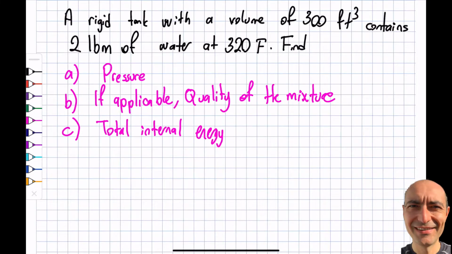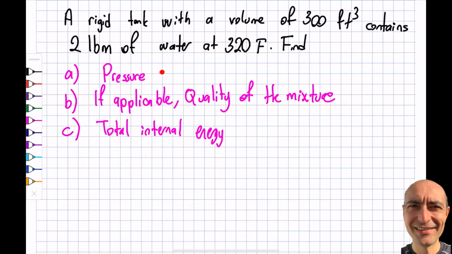Hello everybody, today I have another question for you, and this time the question reads pretty much the same. A rigid tank with a volume of, it was 3 meter cube before, now I did 300 feet cube, so I'm moving to the English units, British gravitational. And I gave you how much mass of water I have, 2 pound mass of water, and I gave you the temperature this time, just for us to practice, 320 Fahrenheit, a fairly high temperature.